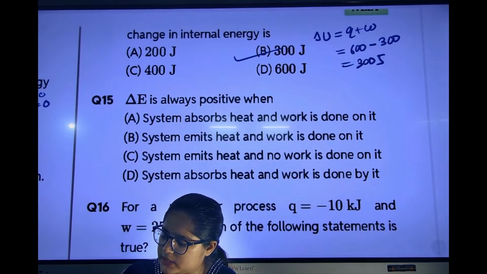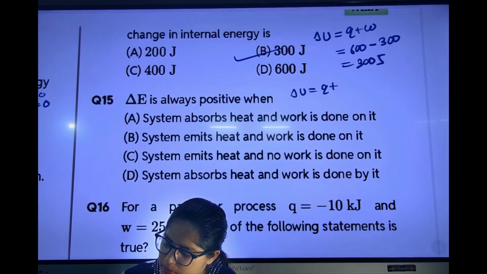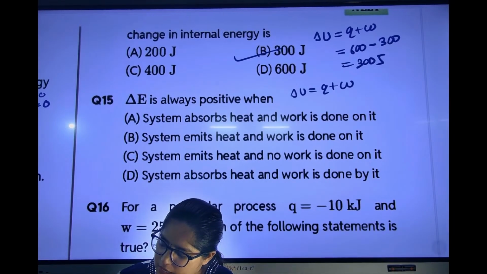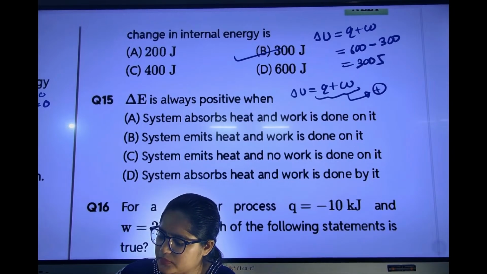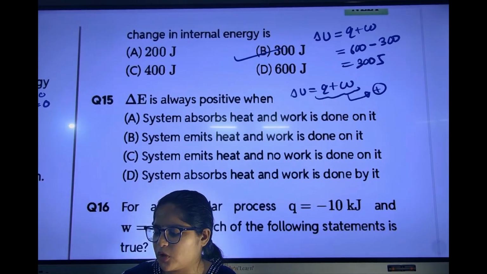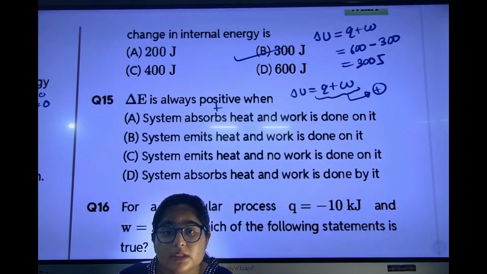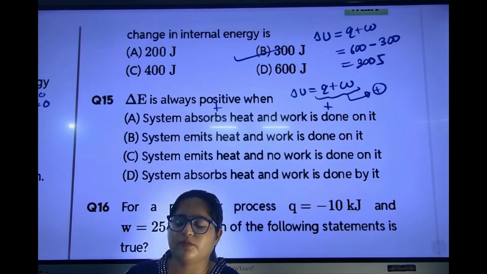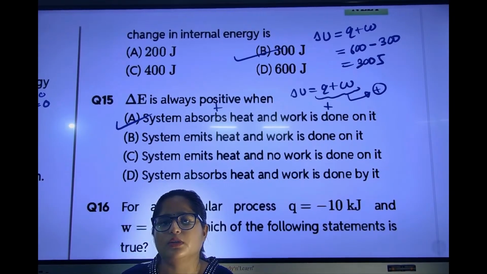Delta E is always positive when. So delta U will be equal to Q plus W. When will delta U be positive? When we have Q positive and work done also positive. It means Q plus W is a positive thing. Clear? Okay. System absorbs heat, meaning heat is increasing, positive, and work is done on the system. So work done on the system is also positive. Both positive, so delta U will be positive. So the first case: heat absorbed, work done on the system.